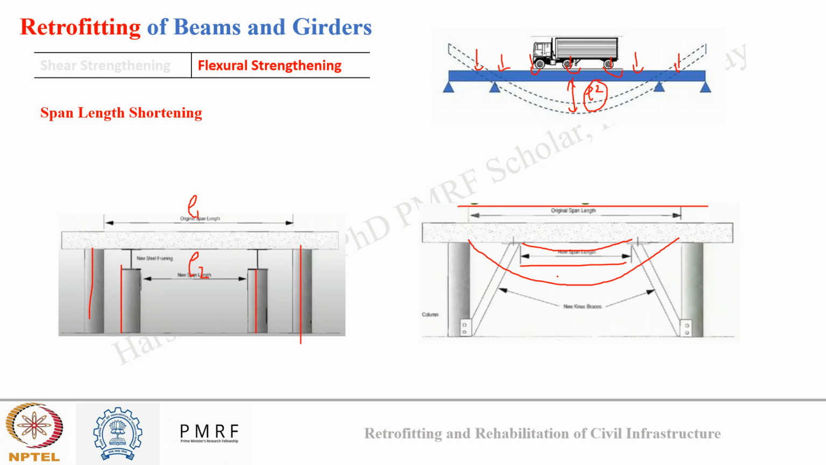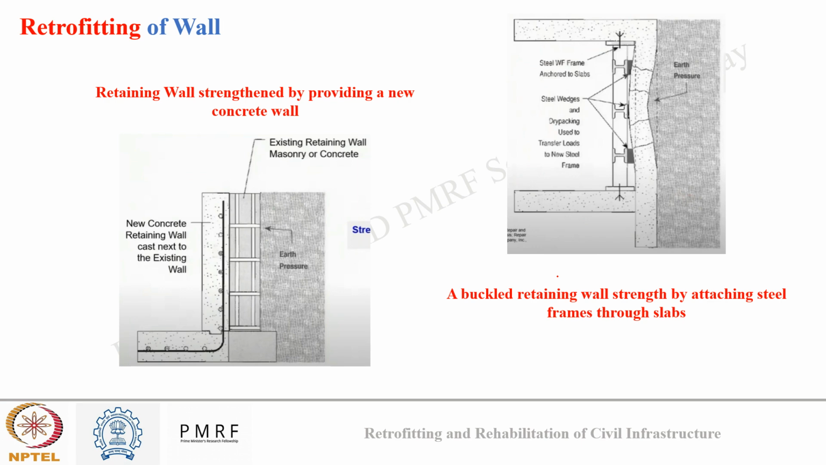Just remember those equations, the basic equation of IS 456, and you will be able to understand what we are doing. Now, in case of walls, especially retaining walls where soil pressure may increase over time and may demand retrofitting, there are ways to strengthen the wall.